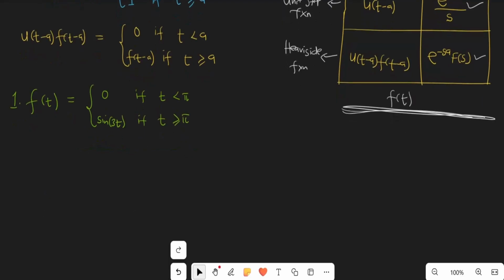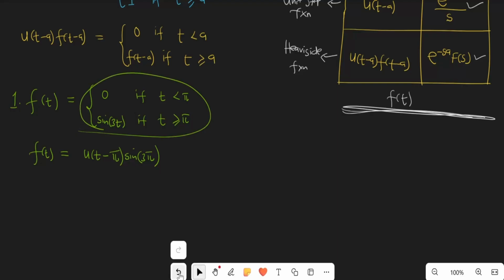Comparing this to what we have in our definition for the Heaviside function, f of t can also be written as u of t minus a. What is a in this case? A in this case is pi. That is our threshold, the value of t at which the function will change its behavior. Then we have to multiply it by f of t minus a. Our function here is just sine of 3t. So we multiply it by sine of 3t, and this is the step form of this function.